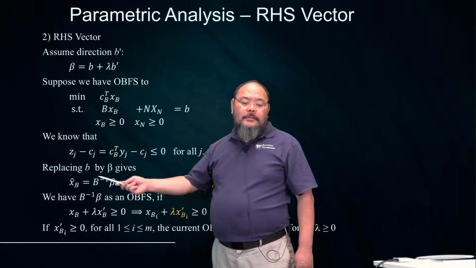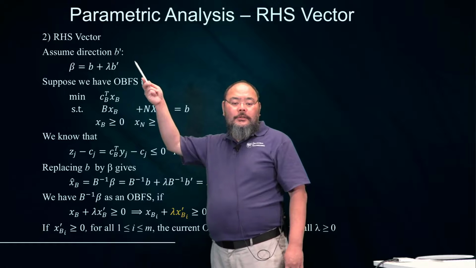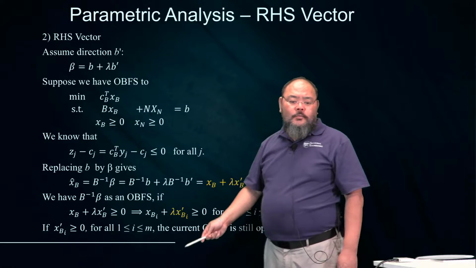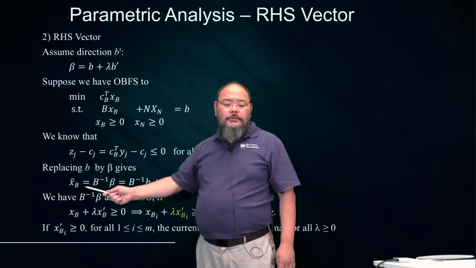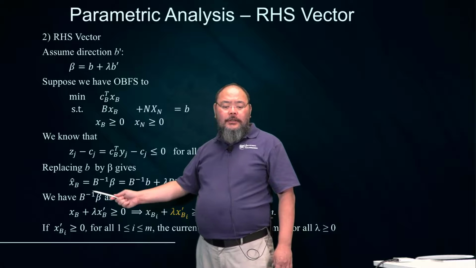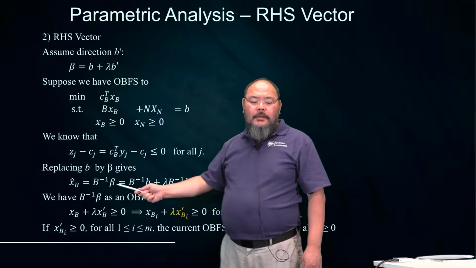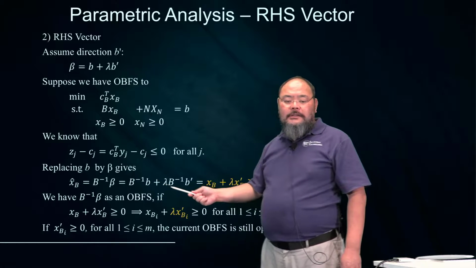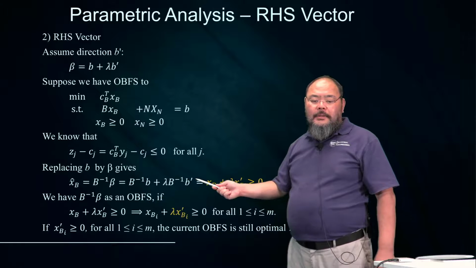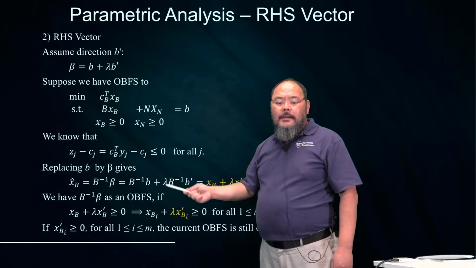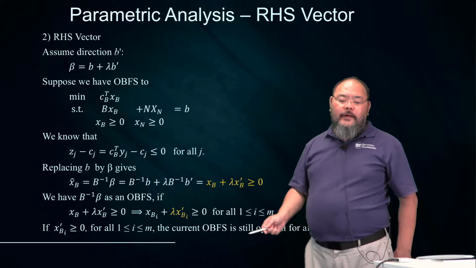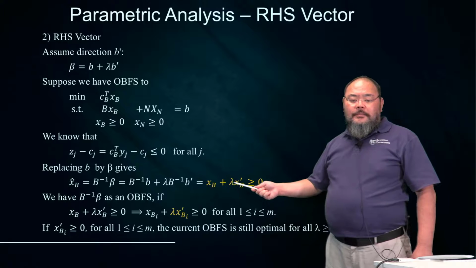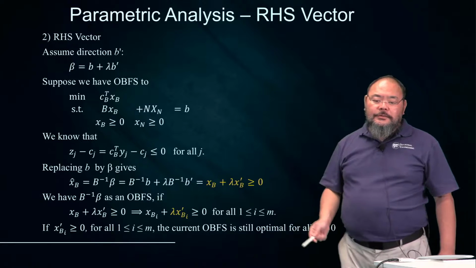We're going to replace B by beta. Beta equals B plus lambda times B prime. B prime is the change vector. So the new basic solution, x hat B, equals B inverse times beta, which equals B inverse times B, the original basic solution, plus lambda times B inverse times B prime, equal to the current basic solution plus lambda times the change of the basic solution.